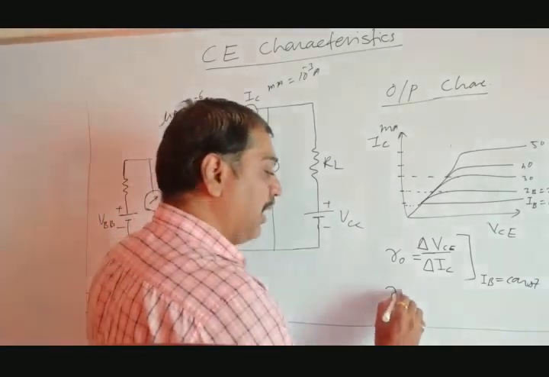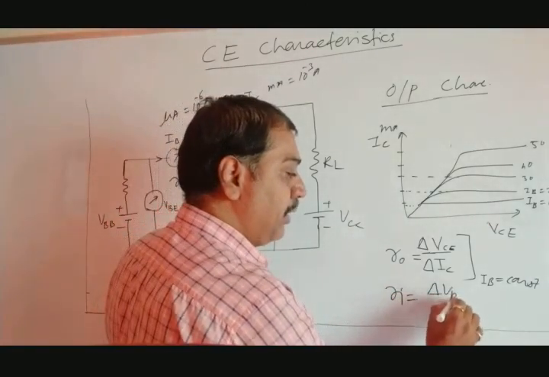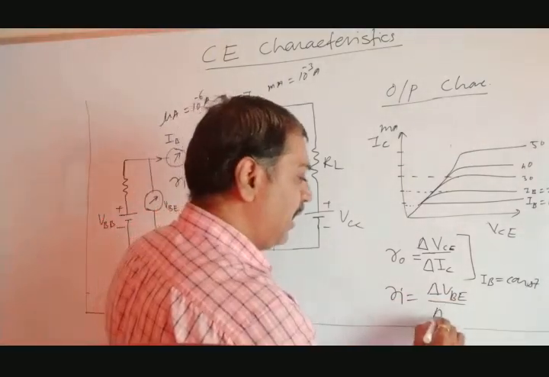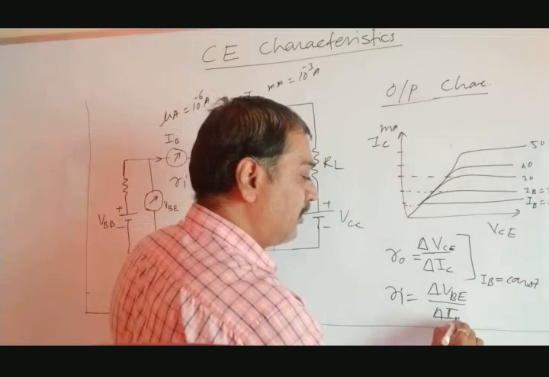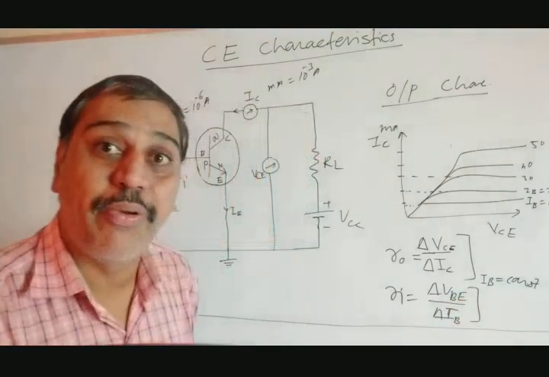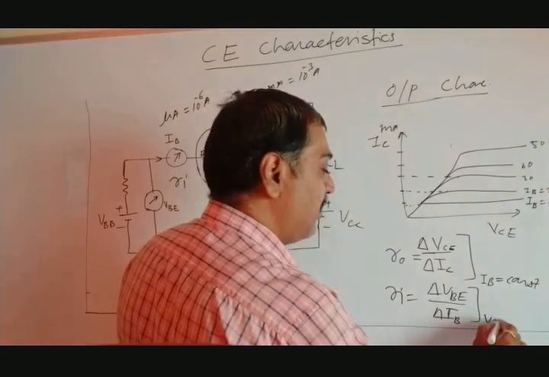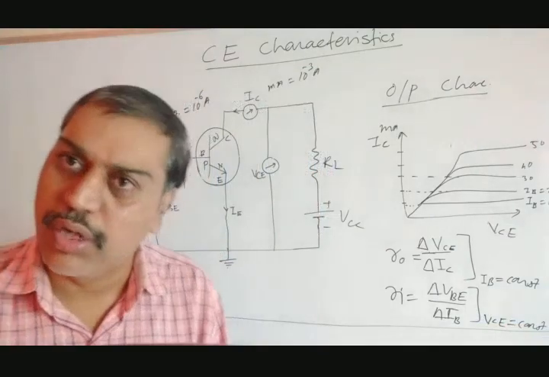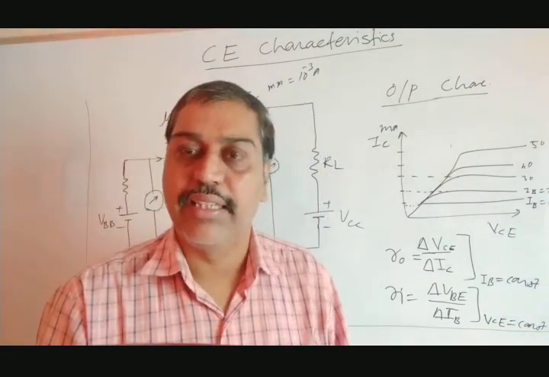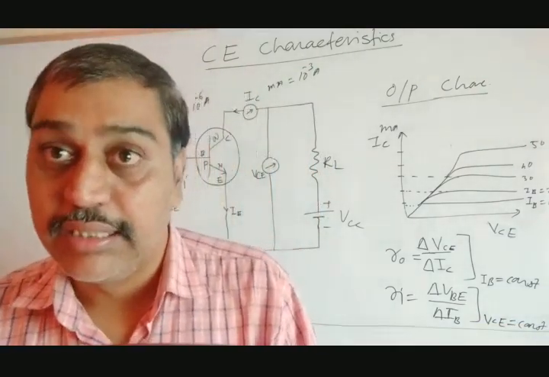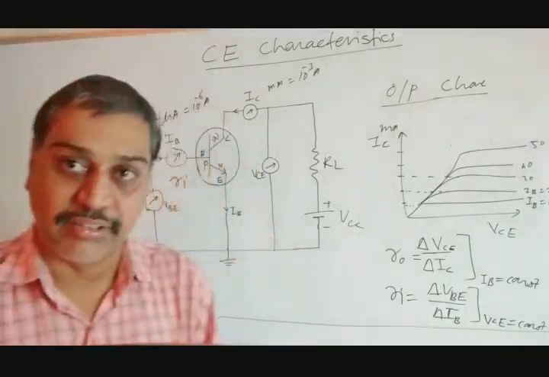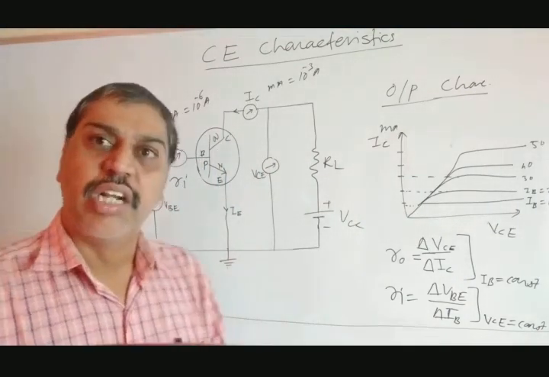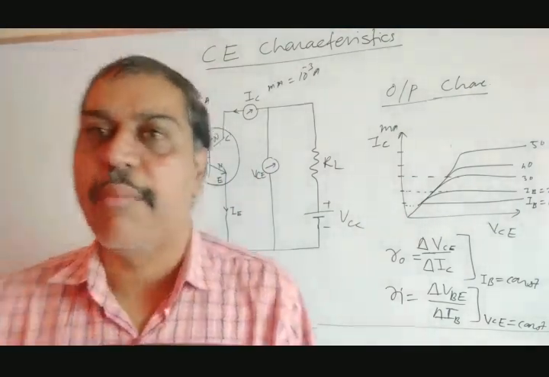Similarly, Ri we can write as delta VBE, that is the input voltage because it is input resistance, divided by delta IB. And while doing this, what have we kept constant? Output voltage is constant. So here it is VCE equal to constant. Maybe 10 volt, 20 volt, 30 volt, 2 volt. So that is the constant value. So these are nothing but the characteristics of the transistor in common emitter connection or mode, we can say configuration, because here the emitter is common at the input and output. Now suppose we want to find out the same characteristic for common base and common collector.